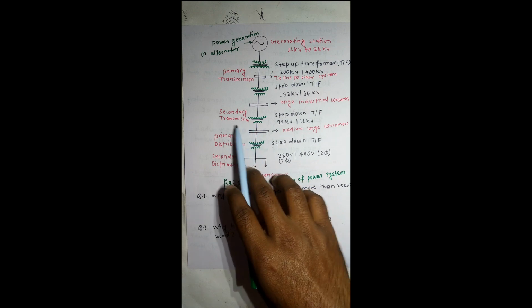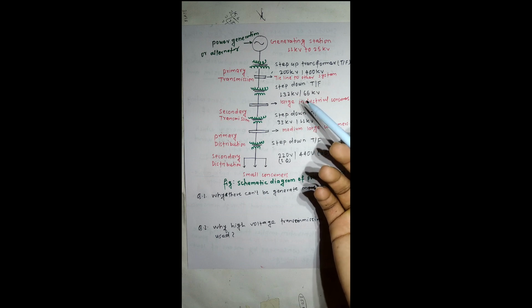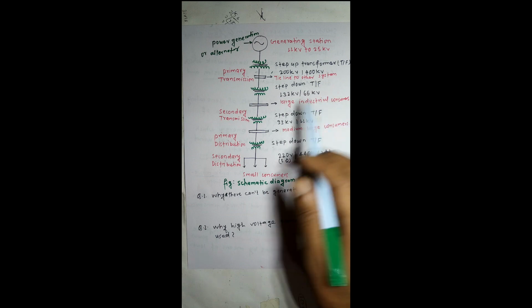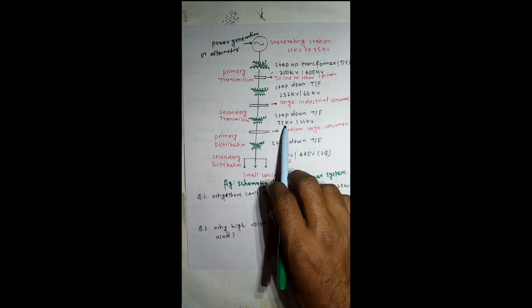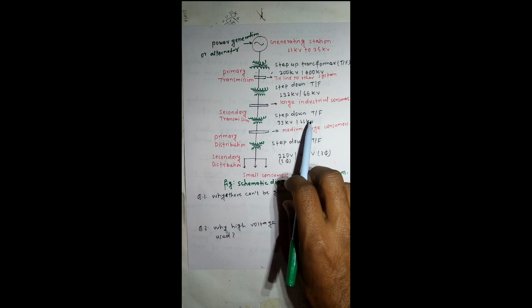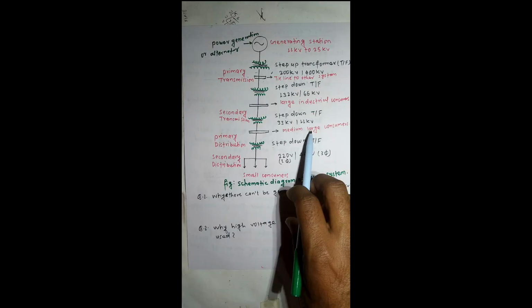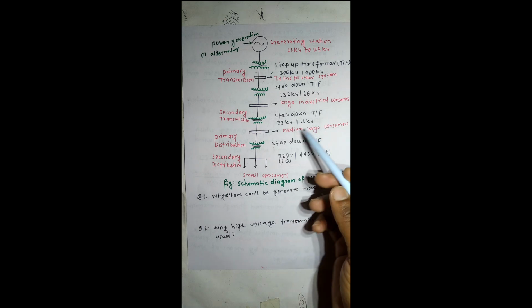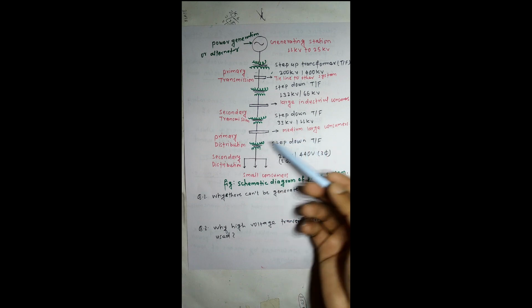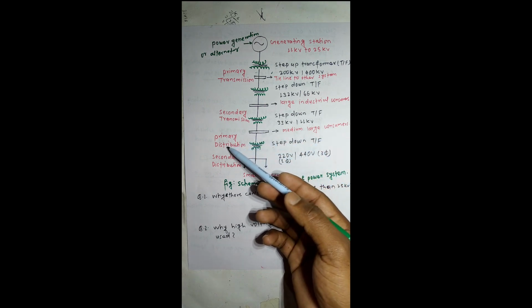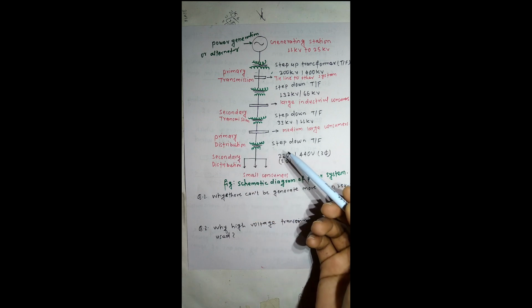Now let's see the secondary transmission. In secondary transmission, again we use a step down transformer to reduce the voltage to 33 kV to 11 kV, used by medium and large consumers. And this is not the final step: the transmission to these medium and large consumers is known as primary distribution.